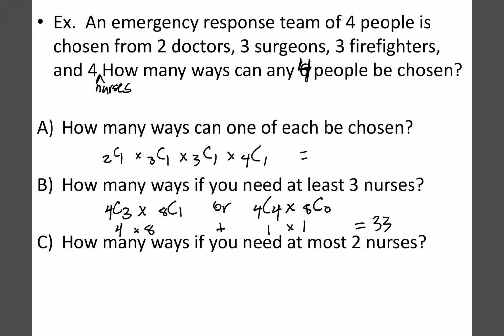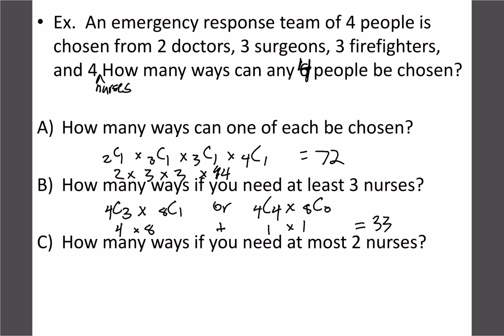Just like the first one, we could have multiplied. 2 times 3 is 6, times 3 is 18, times 4 is 72, I think, if I did that right in my head. Okay, so anyway, let's keep going with C.